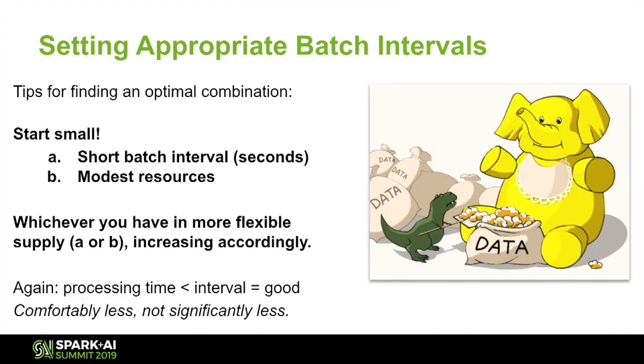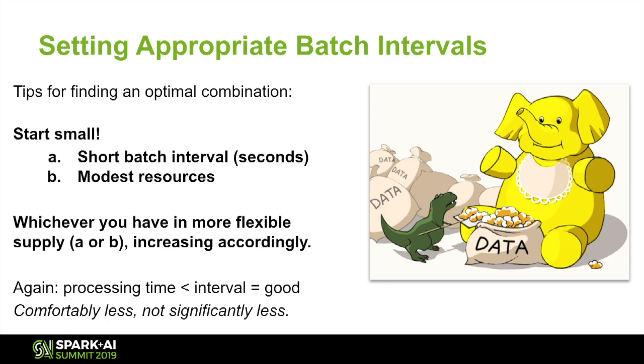Here are some tips for finding a good one. I highly recommend starting small. Choose a small batch interval. Go with a few seconds. One is maybe a little optimistic, but it's doable, especially if you're not doing a lot of heavy work. Maybe 5, 10, 15, 30 seconds. See how that feels. And then go with modest resources. Do a few dozen executors, 2 to 4 cores, a modest amount of RAM for each one. You'll know pretty quickly if you don't have enough RAM, right? We know what an OOM looks like. So you can bump that up and change those to match.